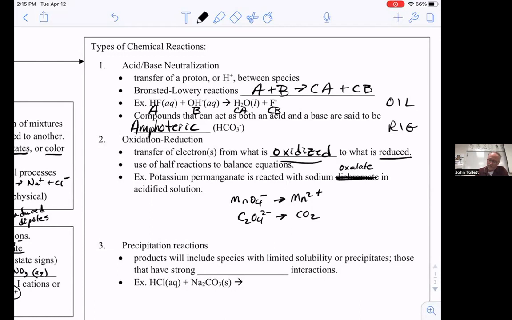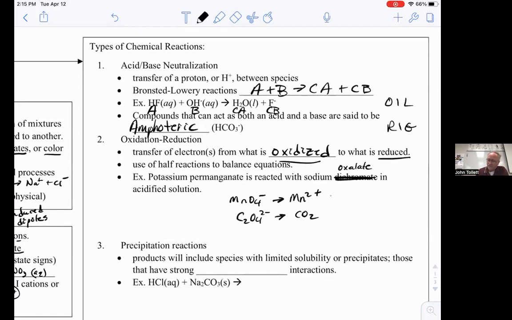So here I've got one manganese on both sides, so both my manganese ions. I've got some oxygens on the reactant side of the permanganate half reaction, so I'm going to need to add 4 waters here. And then to balance that, I'm going to add 8 hydrogen ions. Now I've got all the elements balanced. I need to look at the charge.